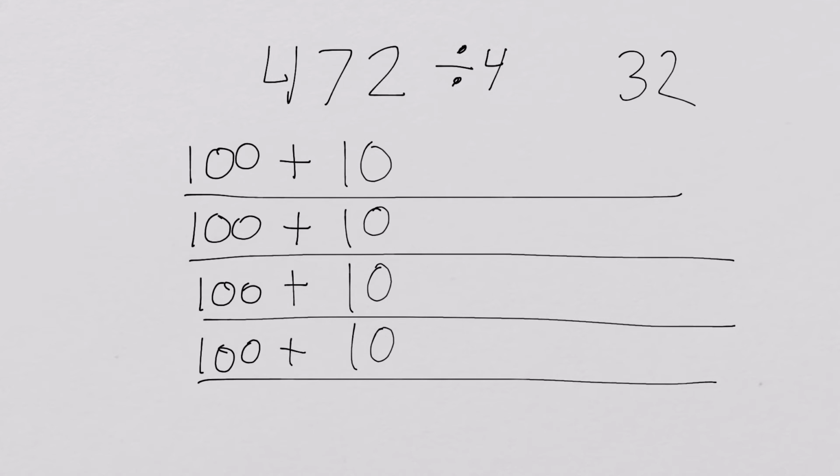Another way to think of it is 4 times what gets us to 32. If you know your facts, hopefully you say 8. So each group is going to get 8, and that's going to use all of our 32 pieces left over.